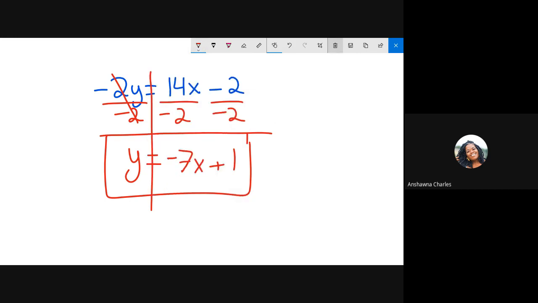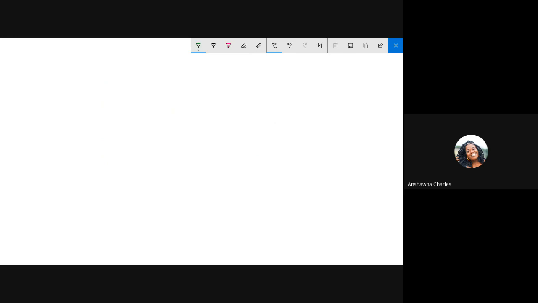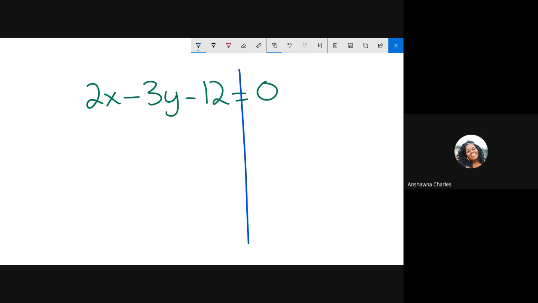Last example is this one. Now, this time I have a whole bunch of stuff over here by the y, but I technically have 3 terms. So I need to get rid of 3 different things. So I always move whatever's with the y last. So that division part is last. So let's go ahead and move the 12 first. We can move the 2x first, but let's go ahead and move the 12 first.